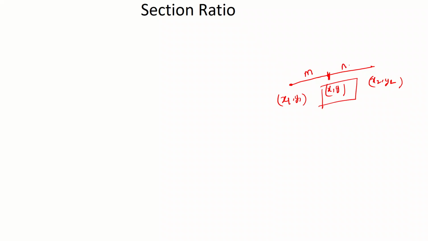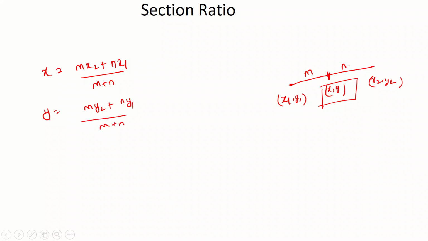To find out the coordinates of this point, we have the formula: x is equal to (m x2 plus n x1) by (m plus n), and y is equal to (m y2 plus n y1) by (m plus n). Now what just happened? Okay, let me explain something.